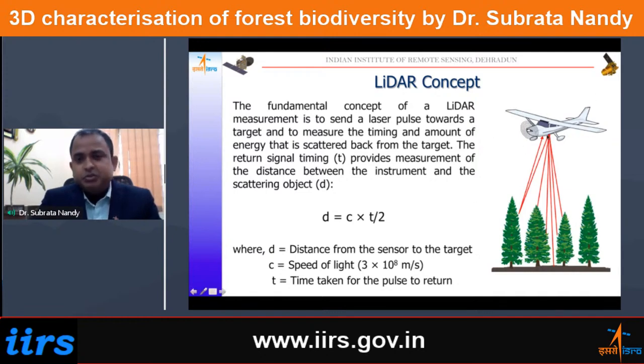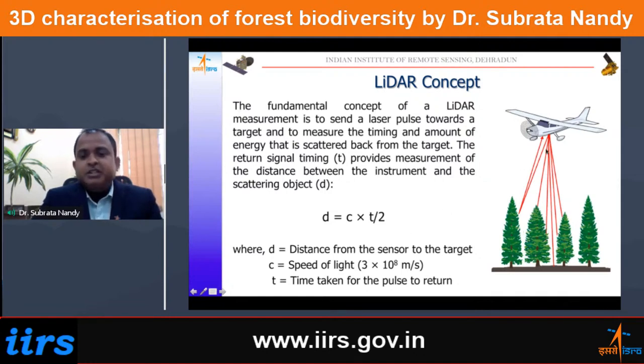The main concept is you send a laser pulse towards a target, and measure the timing and the amount of energy that is scattered back from the target. So here, from the aircraft, you are sending the laser pulses. They hit the targets and go back. So you are measuring the timing and the amount of energy that is scattered back. The return signal time, let's say t, provides a measurement of the distance between the scattering instrument and the scattering object.